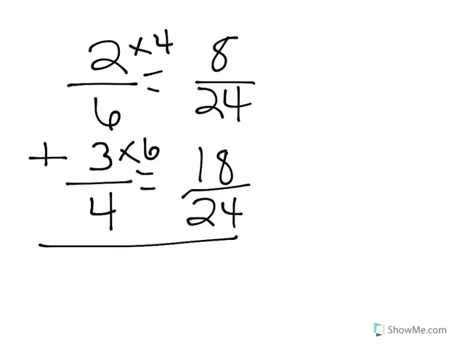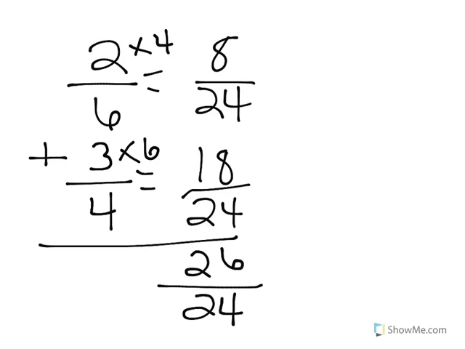Here's the part where we need to be computing our numerators. So we want to add 8 plus 18. If we add 8 plus 18, we're going to get 26. Reminder that the denominator stays the same. So now we have what's called an improper fraction, 26 over 24.